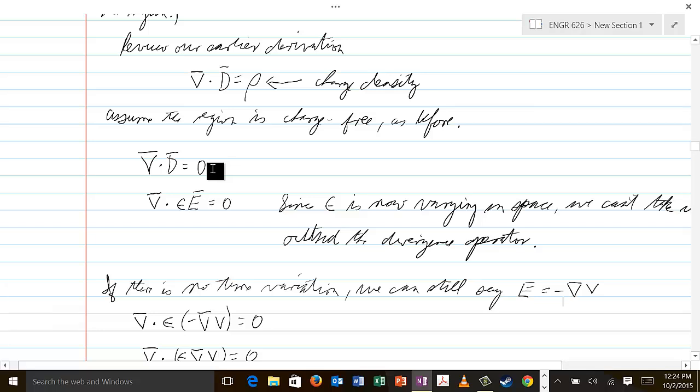Now, as we mentioned before, D is equal to epsilon times E, where E is the electric field intensity and epsilon is the permittivity. But now, since we're considering that we may have an inhomogeneous region, epsilon may have different values in different parts of the region. And since that's the case, we can't take it outside the divergence operator.